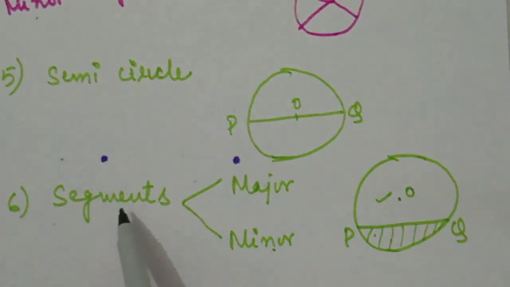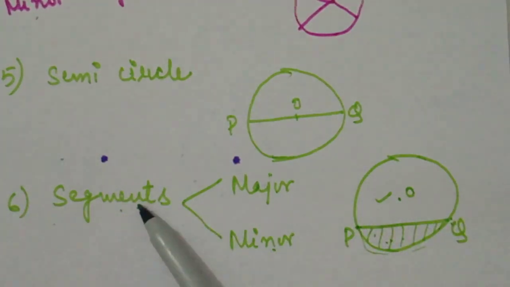We can write the definition of a segment in another way. The second way of writing the definition of a segment is: area enclosed between one chord and an arc of the circle is called a segment. I am again repeating. Area enclosed between a chord and an arc of the circle is called a segment of the circle.